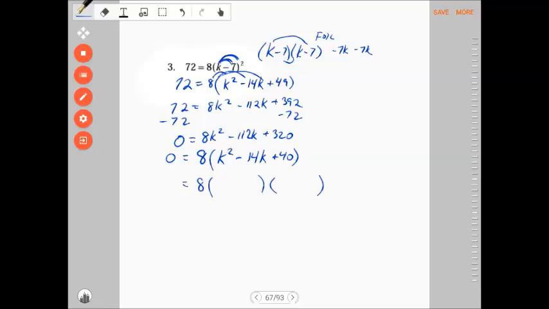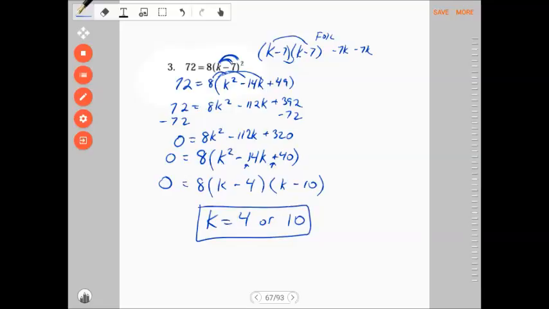So we're looking for factors of 40 that add to 14. Of course, that's 4 and 10. So we have k, 4, and 10. Now we also need to add to negative 14, so that means they're both going to be negative here. So of course k equals 4 or positive 10. So that's how we do those ones.